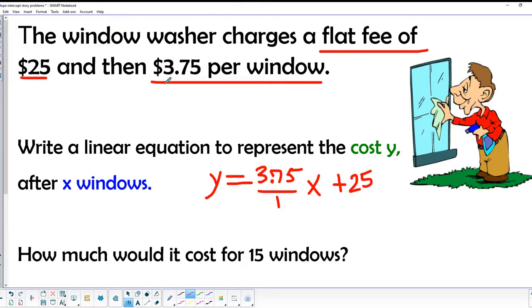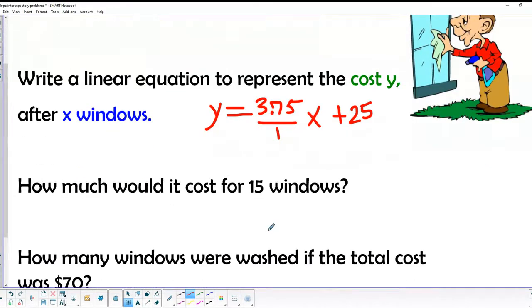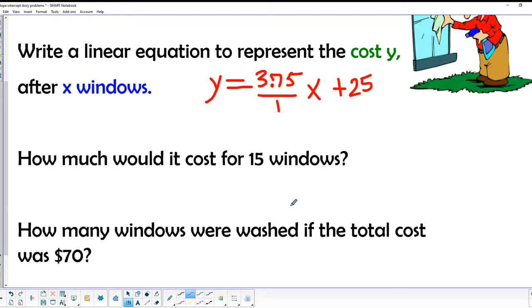So we're just basically using a little information and writing a linear equation to model that situation. So then the next question is, how much would it cost to wash 15 windows? Well, let's write that down and figure it out. So y equals 3.75 per window times 15 windows. And then all of that, we have to add the $25 on as well. Okay, so we need to get a calculator here. So let's grab us a calculator and multiply this out. So 3.75 times 15 plus 25.